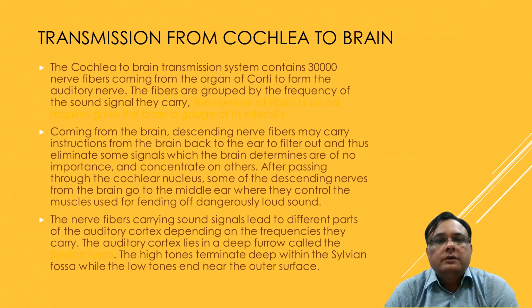After passing through the cochlear nucleus, some of the descending nerves from the brain go to the middle ear, where they control the muscles used for fending off dangerously loud sound. The nerve fibers carrying sound signals lead to different parts of the auditory cortex depending on the frequencies they carry. The auditory cortex lies in a deep furrow called the sylvian fossa; the high tones terminate deep within it, while the low tones end near the surface.